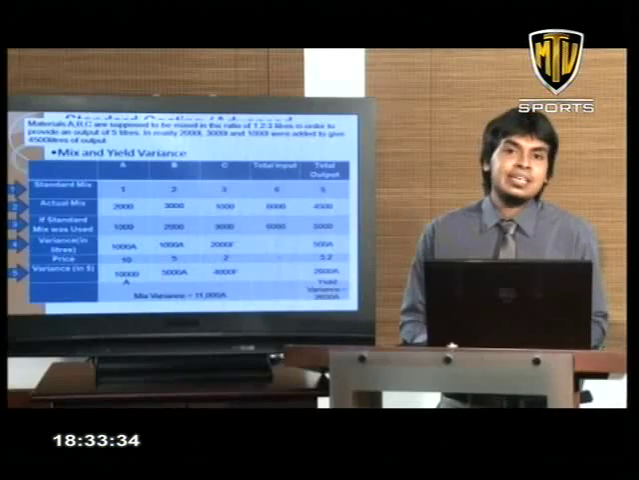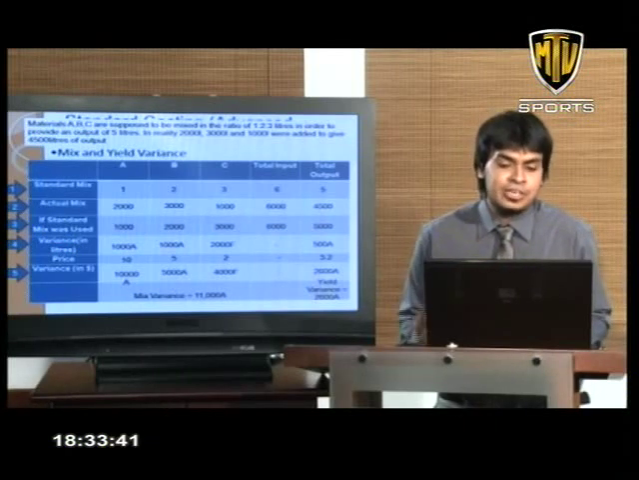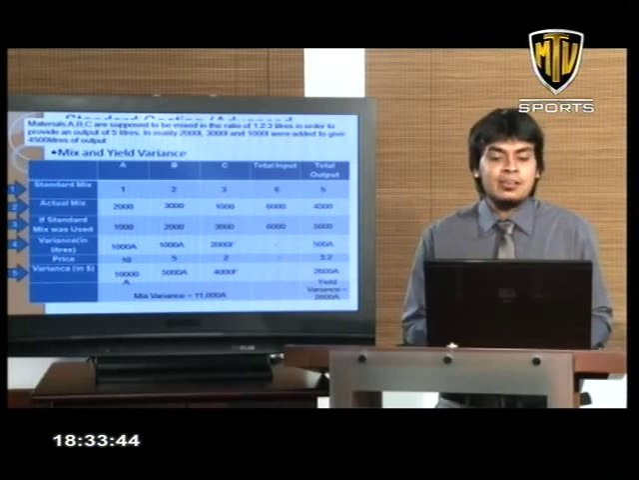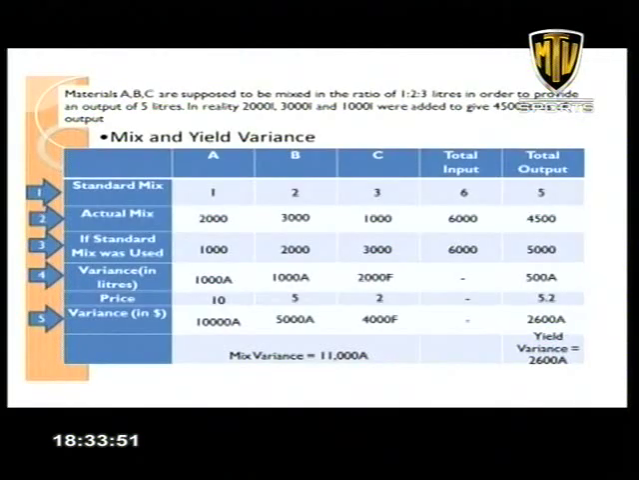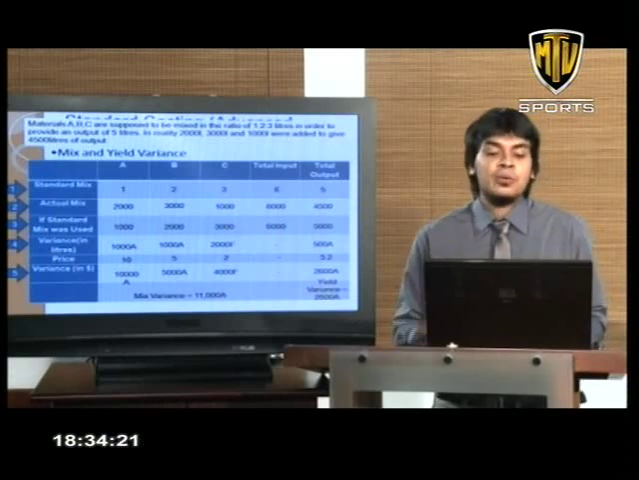So the best way to work out this example is to construct what I call a mix and yield variance table. If you pay attention to the slide, you can construct a table with the three input materials A, B and C, a total input column and a total output column. The first thing you're going to do is input the data from the question, which is your standard mix. Your standard mix is 1:2:3 of materials A, B and C, which means your total input is 6 liters. And 6 liters of input when mixed in standard proportions is going to give you an output of 5 liters.